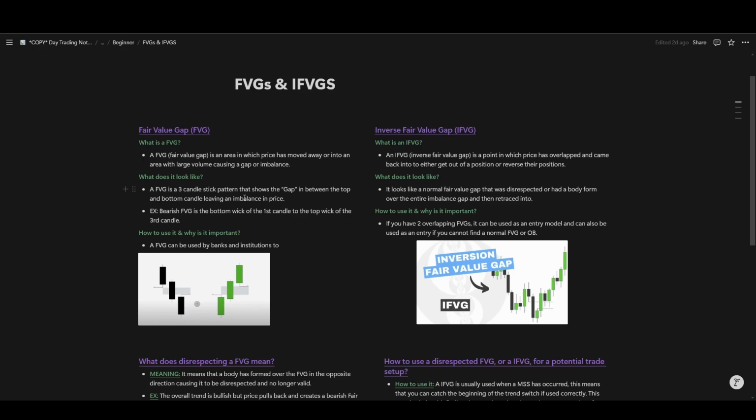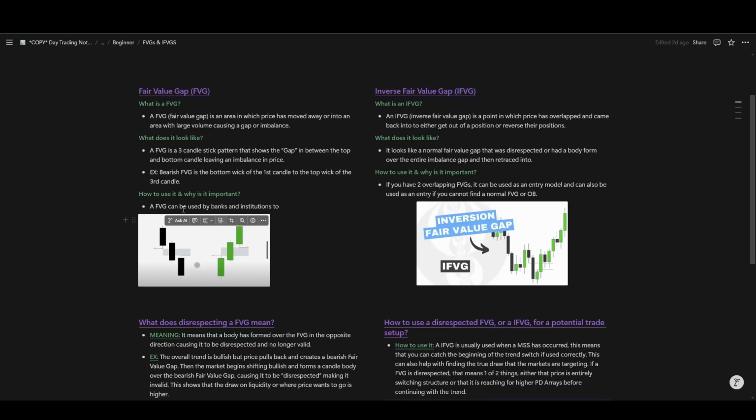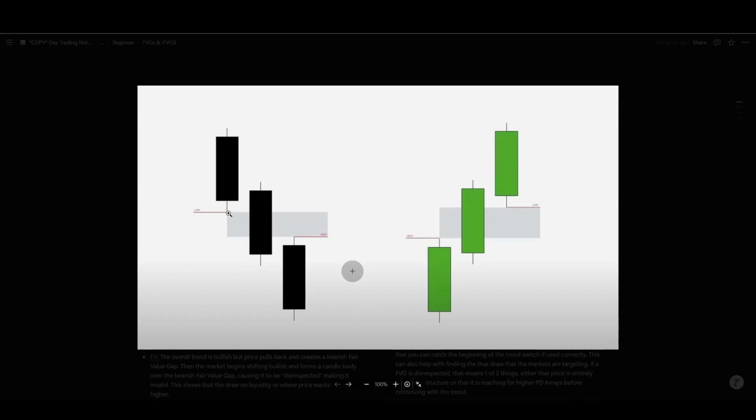So that's basically what this says right here. A fair value gap is a 3 candlestick pattern that shows the gap in between the top and bottom candle, leaving an imbalance in price. Like I already said, that's the best way to put it. If you look in this example, you mark out the first candle's low to the third candle's high, and that's where the box goes, aka the fair value gap.